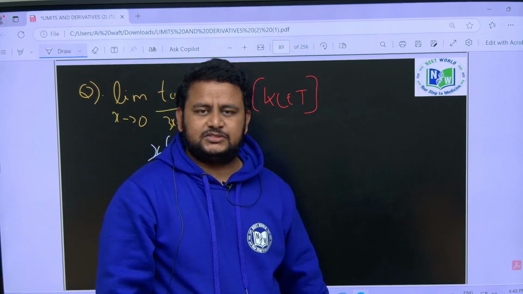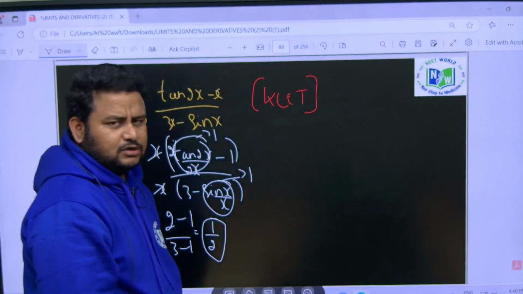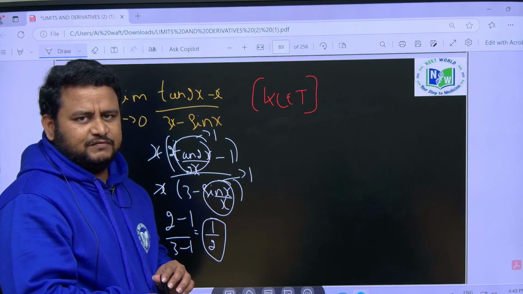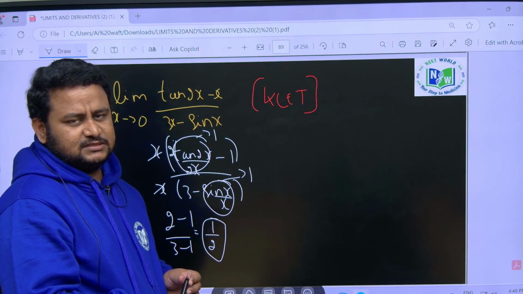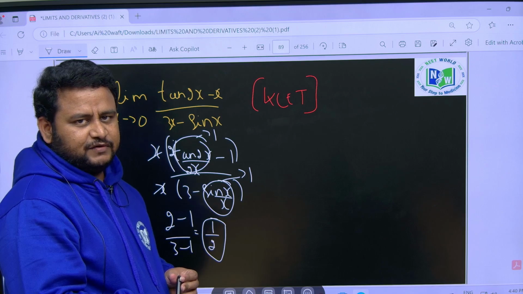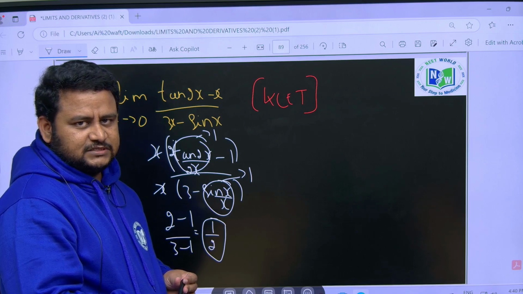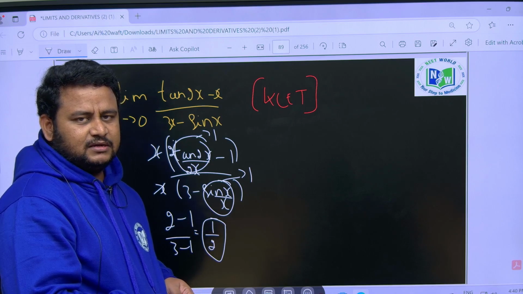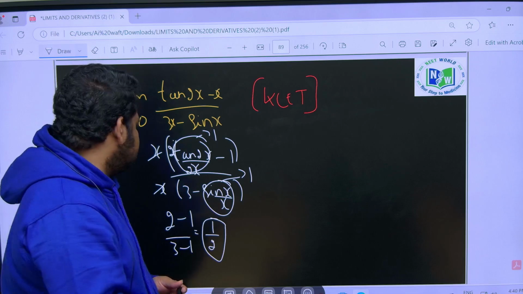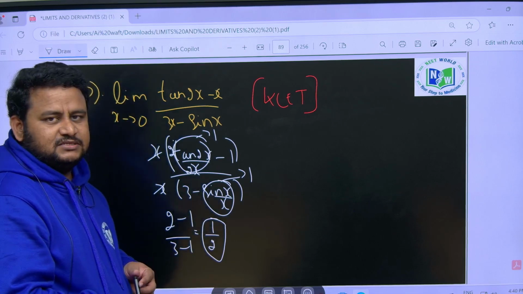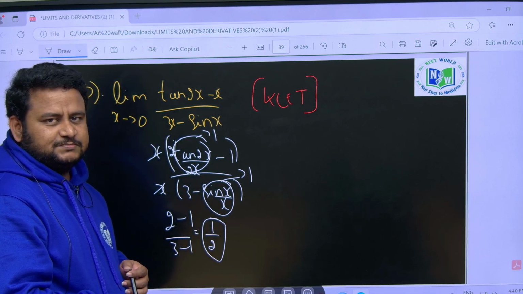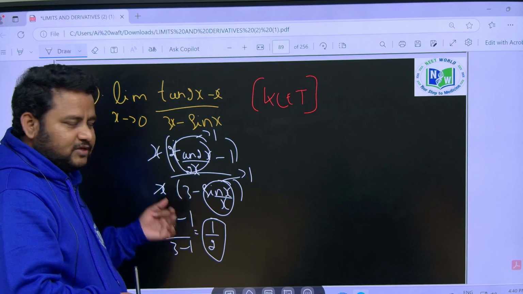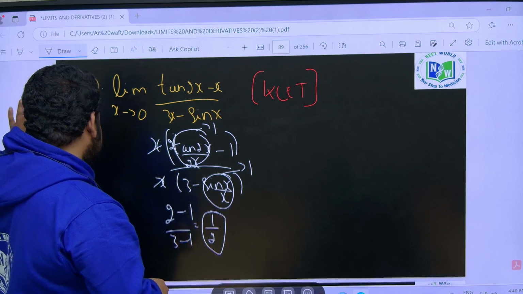Constants, no need to worry, because we know that the limit of f of x plus or minus g of x is equal to limit of f of x plus or minus limit of g of x. Same thing, limit of f of x by g of x is limit of f of x divided by limit of g of x. That property we have learned, algebra of limits.